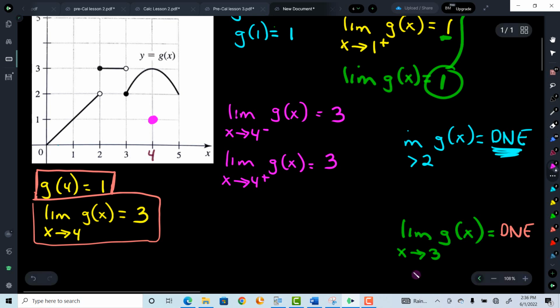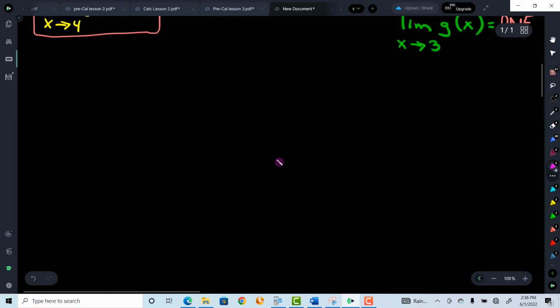Okay, so at this point we have discussed limits by looking at a table of values. We've looked at limits graphically. So now I'm going to show you how to determine a limit using properties, or what we might call algebraically. Okay, so if I have the limit as x approaches 3 of 1/2 x minus 7.